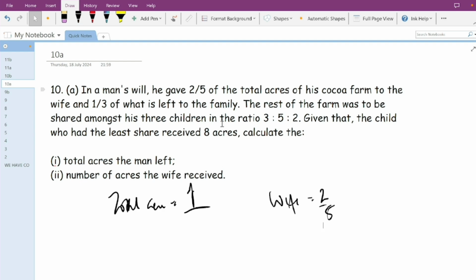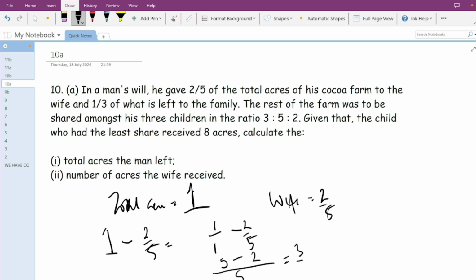And 1/3 of what is left to the family. First, we have to find what is left, then we find 1/3 to know what the family received. So we have 1 minus 2/5, that's what the wife received. This is a fraction question, and if you're very good, this is 3/5. But to show our working, you can say this is 1/1 minus 2/5. LCM is 5. 5 in 1, 5 times 1, that's 5. Minus 5 in 5, 1. 1 times 2 is 2. That's 3/5. This is what is left after he gave his wife 2/5.